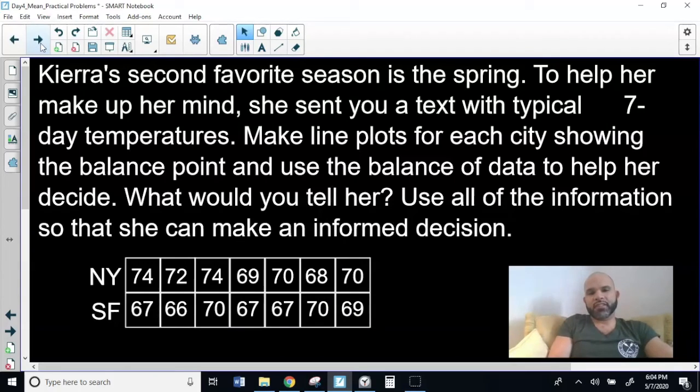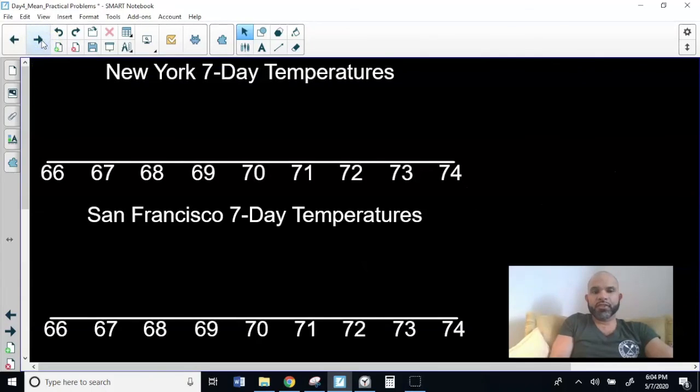Kiara's second favorite season is the spring. To help her make up her mind, she sent you a text with typical 7-day temperatures. Make line plots for each city showing the balance point and use the balance of data to help her decide. What would you tell her? Use all of the information so that she can make an informed decision, okay? So there below you see the temperatures in the spring for New York and San Francisco. And what you're going to do is you're going to make a line plot on the template that you have there on your draw it, okay?